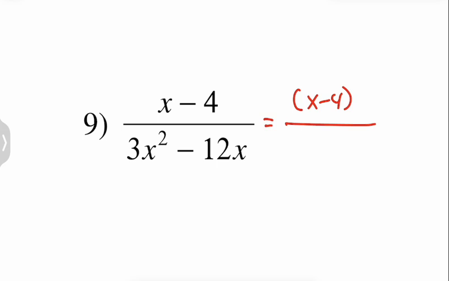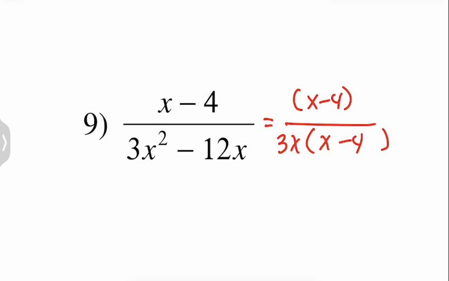On the bottom, both of those pieces have a greatest common factor. What is a numerical component that we can take out of both of those? Yeah, you can take the 3 and you can take the x. So let's do that. Now, just be careful when you do that, that you're taking out the correct thing, that if you were to redistribute, you would get what you see on the paper, and you have an x minus 4.